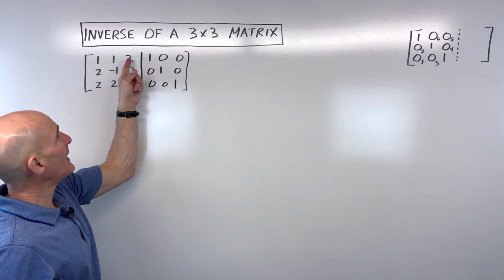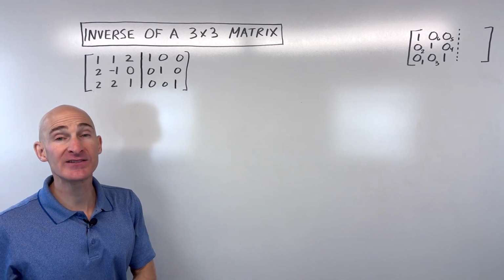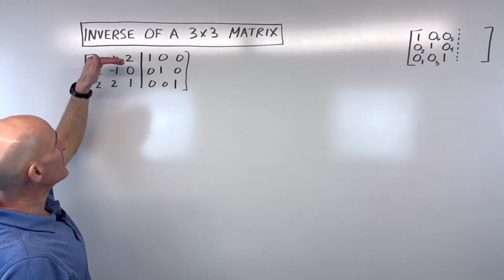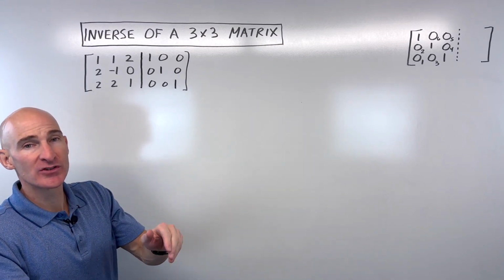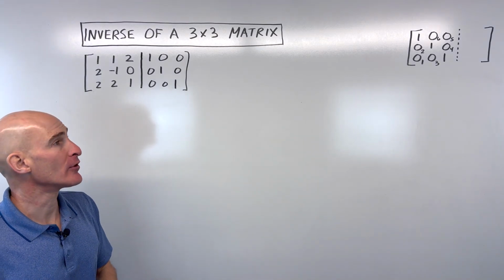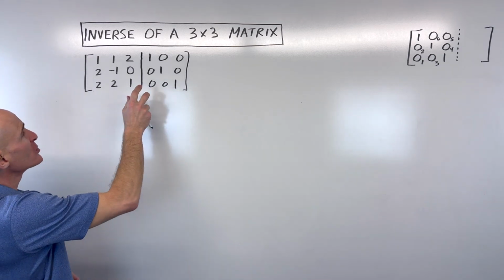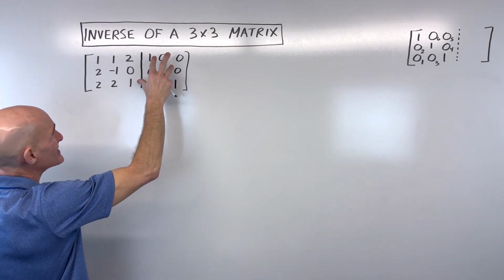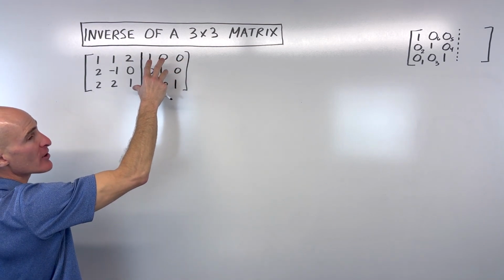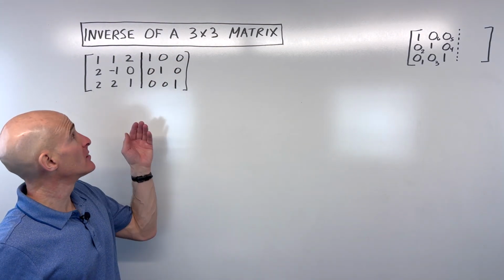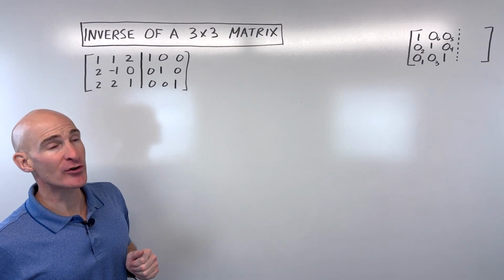Now, you can multiply any row by a non-zero constant, and you can add it to any other row, and you can interchange rows. So those are basically the elementary row operations. Our goal here is to get the identity matrix on the left side of this matrix, and what ends up on the right is going to be the inverse of this original 3x3 matrix that we were given.